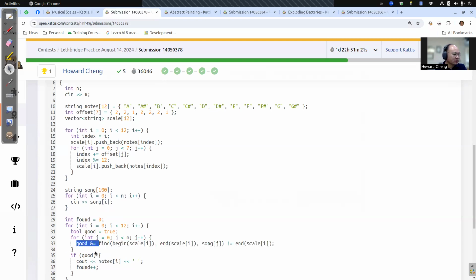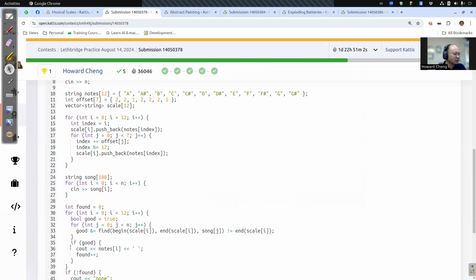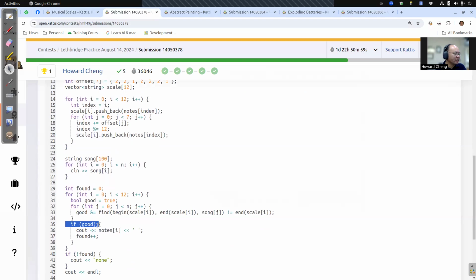And then here, I'm basically saying, pick whatever the value of good is, which is Boolean, and do a Boolean AND with this result. So if it's true, then it won't change anything. But if it's false, it will set it to false. So if I find any note that is not in the scale, then good is false. And if at the end, good is still true, that means that I haven't found any bad notes. So then I can print out that scale.